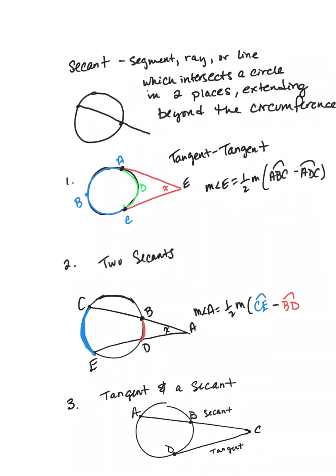Okay, so the formula is very similar, right? We want this angle out here. So the measure of angle C is equal to half the measure of this arc A to D. So you have to go to where this secant and the tangent intersect the circle. You have to go away from the angle, the part that's away from the angle. So that's AD minus arc BD.